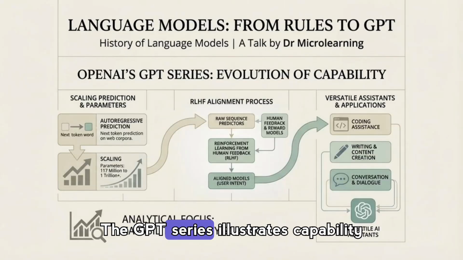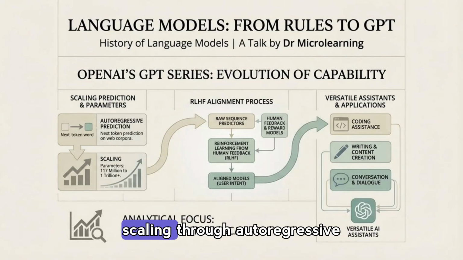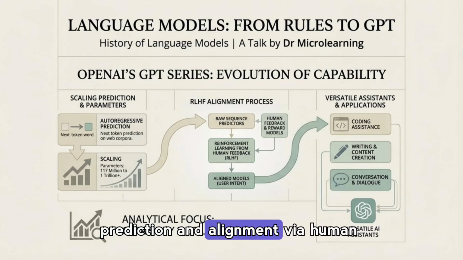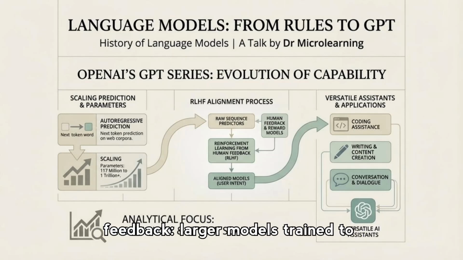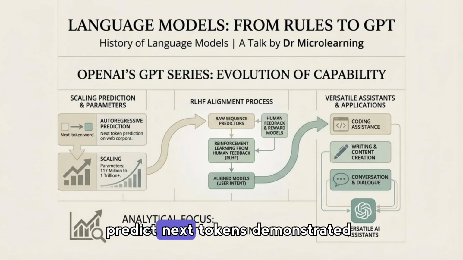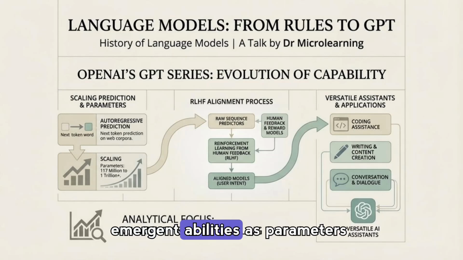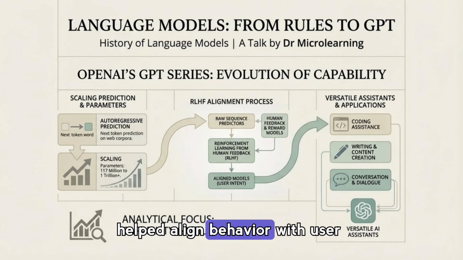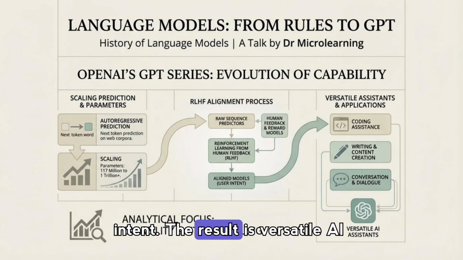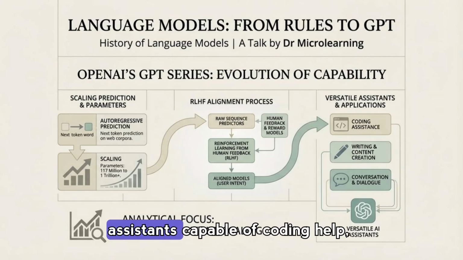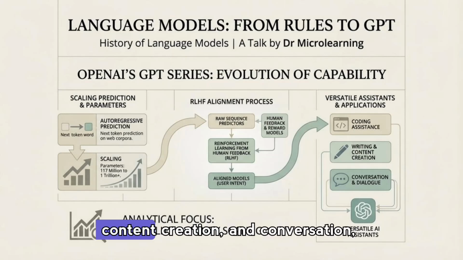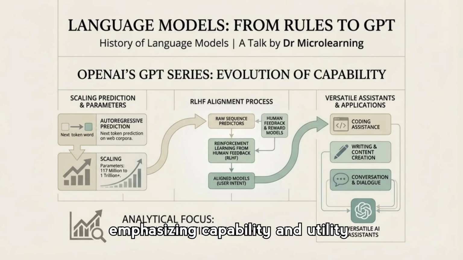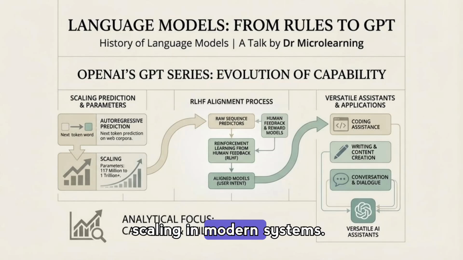The GPT series illustrates capability scaling through autoregressive prediction and alignment via human feedback. Larger models trained to predict next tokens demonstrated emergent abilities as parameters and data scaled, and reinforcement learning from human feedback helped align behavior with user intent. The result is versatile AI assistants capable of coding help, content creation, and conversation, emphasizing capability and utility scaling in modern systems.